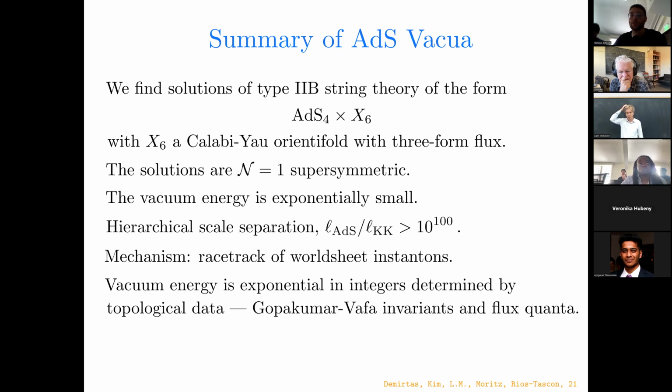And the basic mechanism is a racetrack. It's a racetrack of what turn out to be worldsheet instantons in the mirror type IIA compactification. And in the end, the vacuum energy is an exponential in integers that are determined by topological data, Gopakumar-Vafa invariants and flux quanta. And so we can just go out and find one compactification after another until we find the right set of GV invariants and flux quanta to give us the vacuum energy that we're looking for. And again, that's a tuning of integers by discrete choice, by finding a model, find another model until you find one that's right. And you're tuning to polynomial precision in an exponent, mapping that through an exponential to get an exponentially small energy.